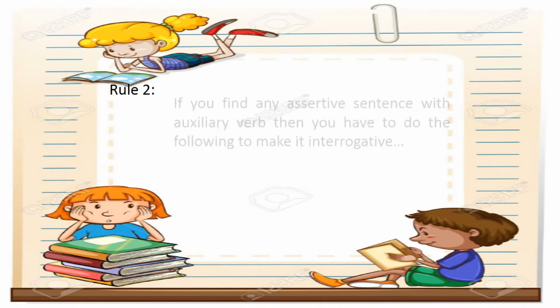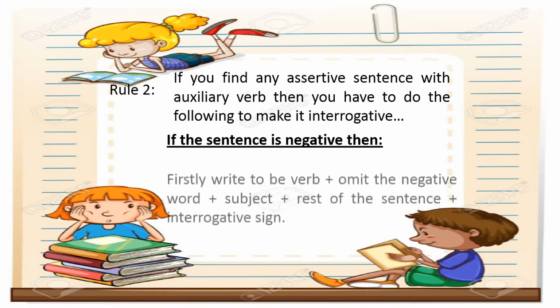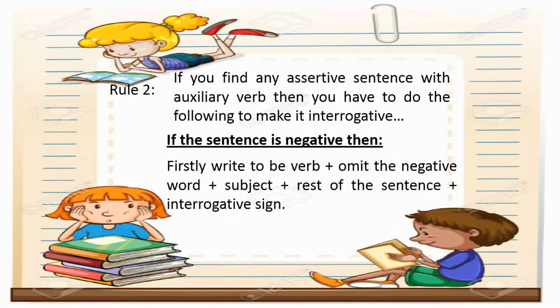Rule 2. Similarly, if you find an assertive sentence with an auxiliary verb, then you have to do the following to make it interrogative. In our previous rule we showed that the sentence was affirmative. Now, if the sentence is negative, then what? Firstly write the to be verb, that is the auxiliary verb, plus omit the negative word, not or never, anything, plus subject plus rest of the sentence plus interrogative sign. This is so easy.